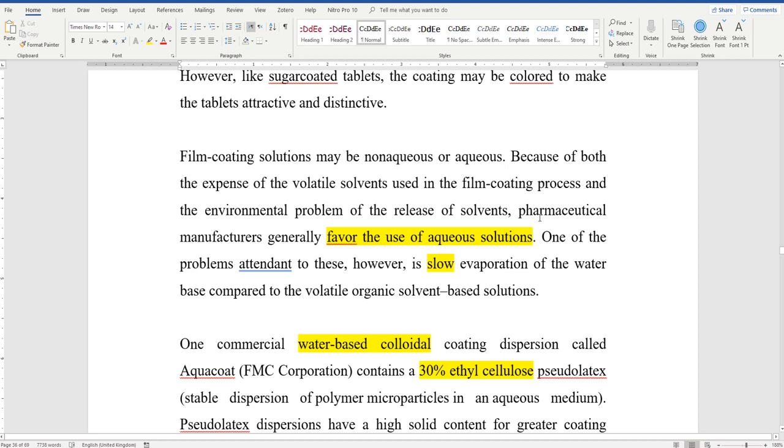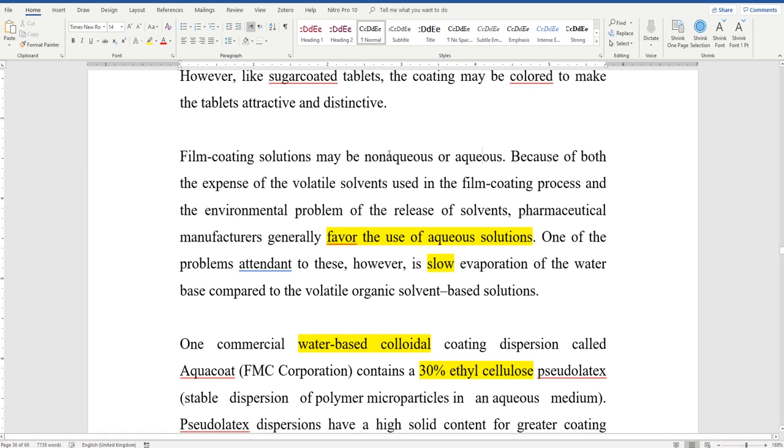Now to do the coating, the film coating, you can do it by non-aqueous or aqueous method. Non-aqueous should be easier because the liquid in which you are dissolving the polymer or you are suspending the polymer will be volatile and it can evaporate quickly without really harming the tablet. If you use aqueous, you have the probability of affecting the tablet itself by affecting the ingredients in the tablet.